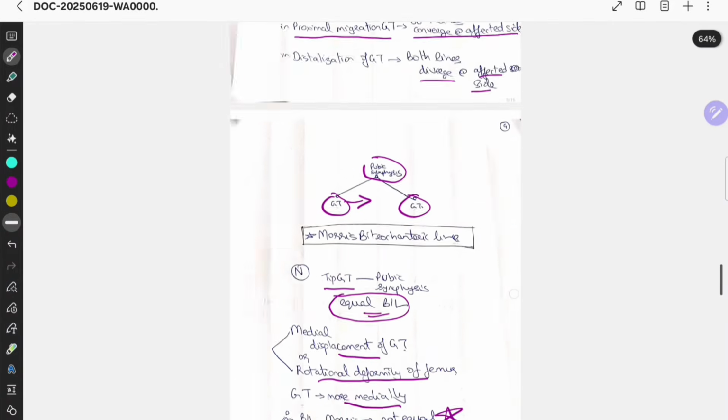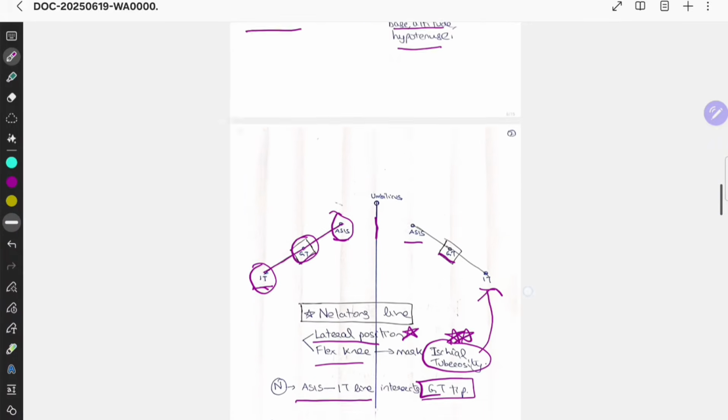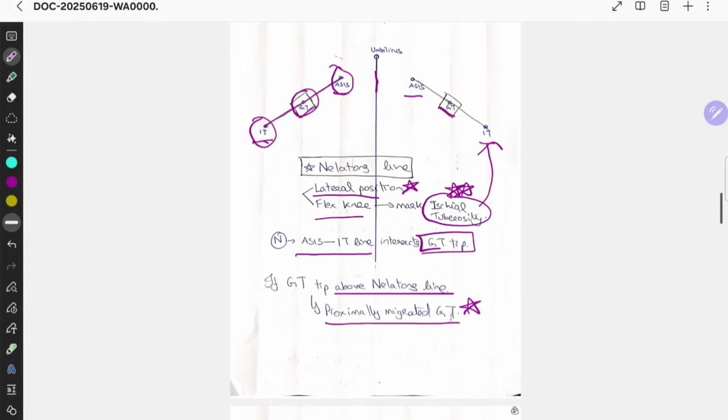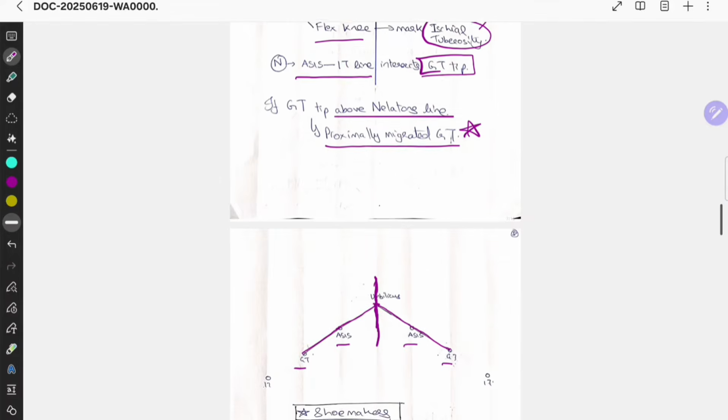Okay. So that was the concept of lines. Quickly we'll revise. Nelaton's line. What is Nelaton's line? In the lateral position, it is between ischial tuberosity and anterior superior iliac spine. The greater trochanter ideally should intersect the ASIS IT line. If the GT is proximally migrated, it lies above the Nelaton's line.